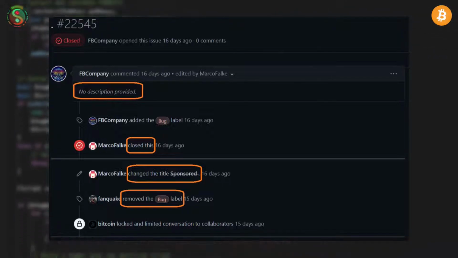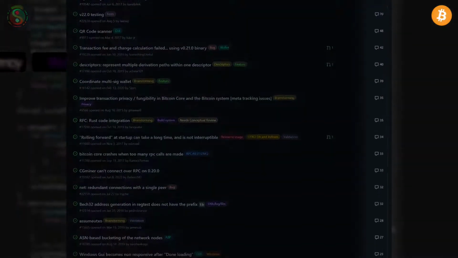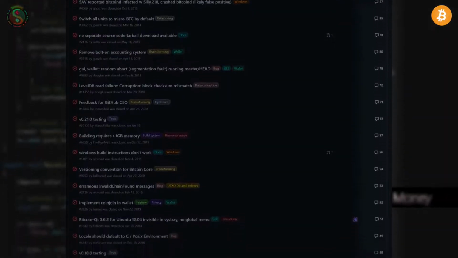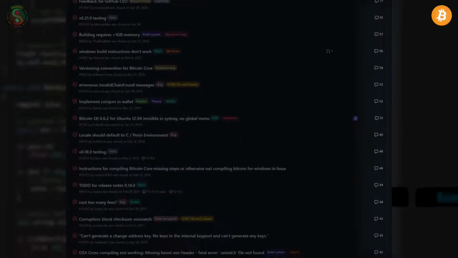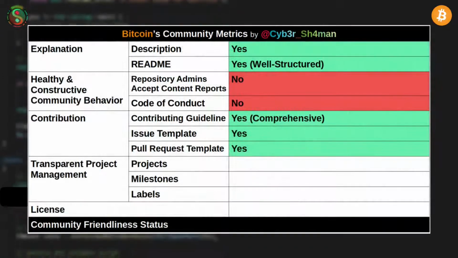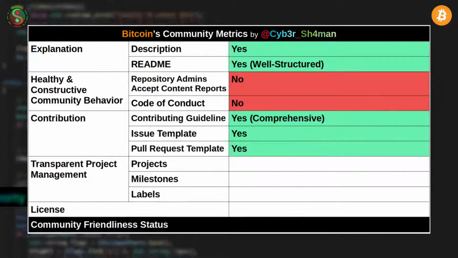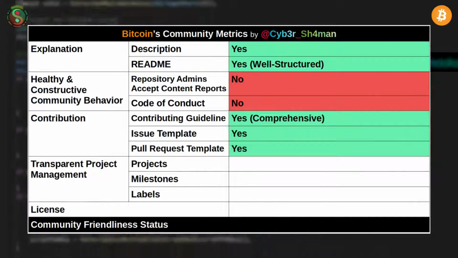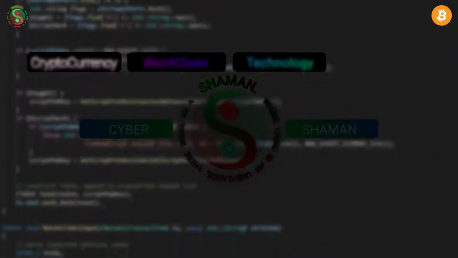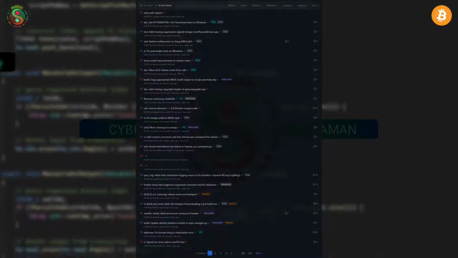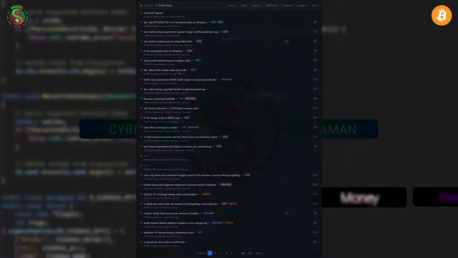inappropriate issues. On the opposite side of issues with no comment, some issues have so many comments that makes them similar to a chat room. Overall, the development activity regarding contribution is very good. Time to analyze project management transparency. Fortunately, the development team is using all the project management features available, and everything is transparent.